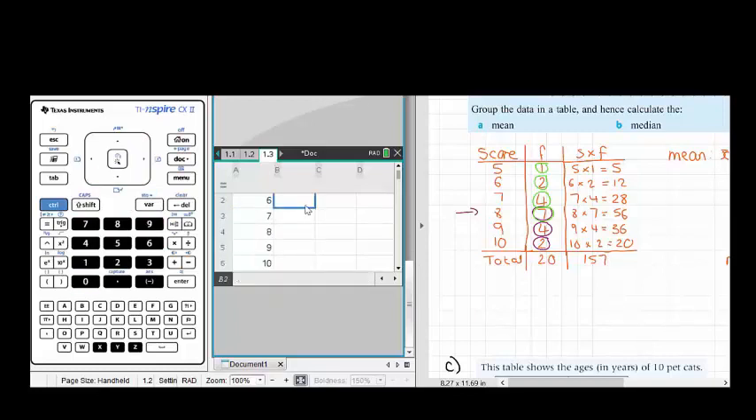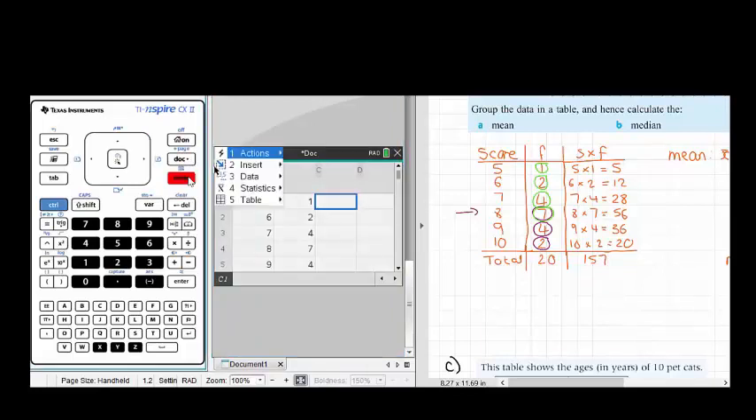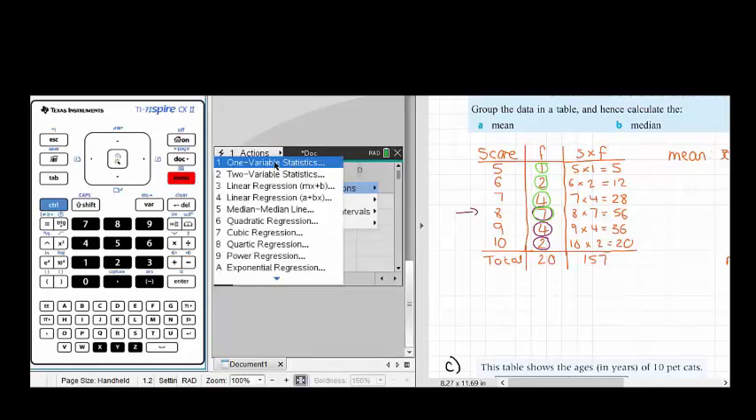And then in the second column now, we are going to enter the frequency. So we have 1, 2, 4, 7, 4, 2. So just a table that we drew up before, we're going to enter that. Now to calculate our statistics, very similar process. We're going to go menu, number 4 statistics, number 1 stat calculations, and still one variable, because we still only have one variable.